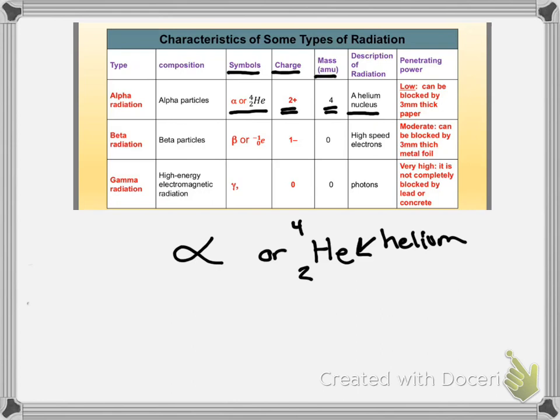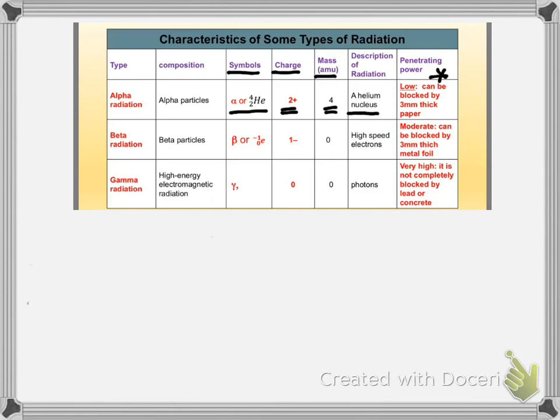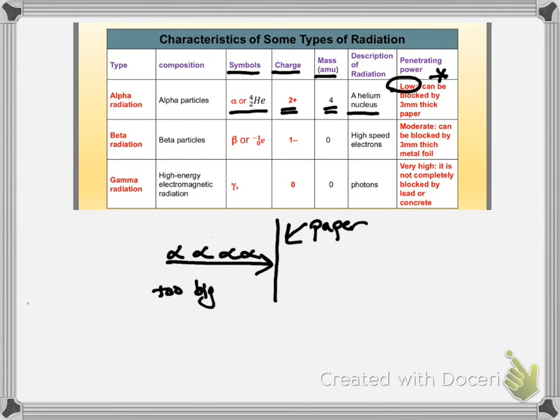Then in the last column, penetrating power. It says penetrating power of alpha is low. Can be stopped by paper. This means if I have a piece of paper, let's pretend this is paper, and I have alpha particles coming, they cannot pass the paper because they are too big. Alpha particles are too big. They cannot pass paper.